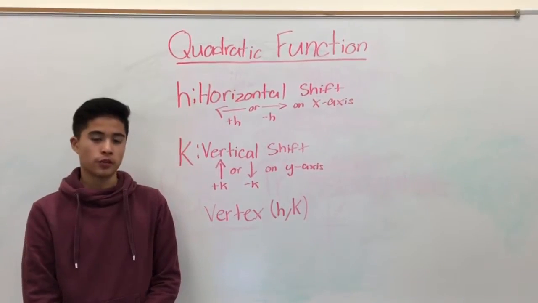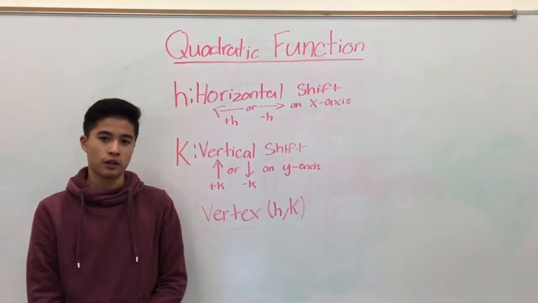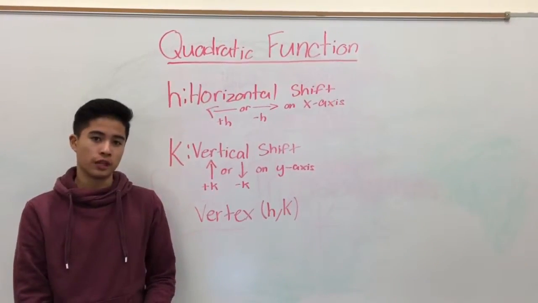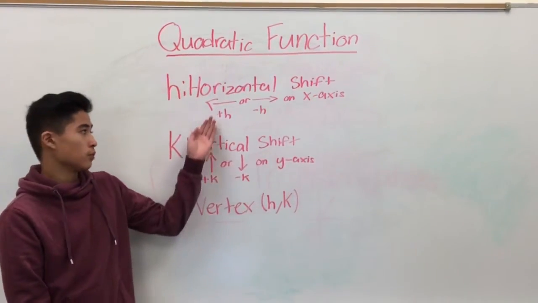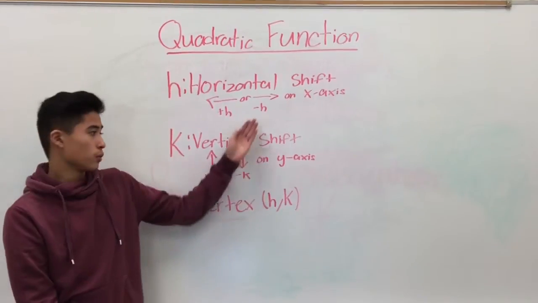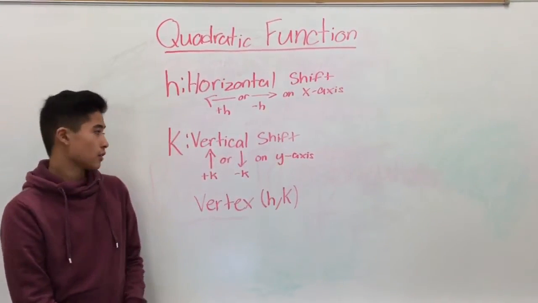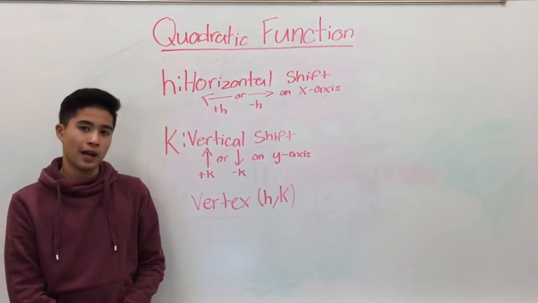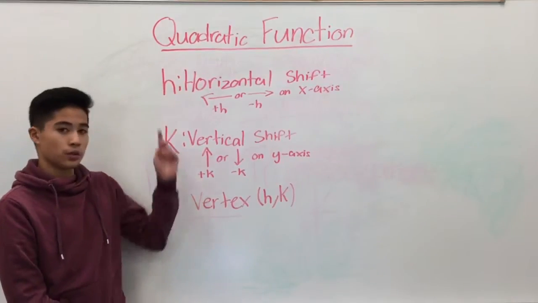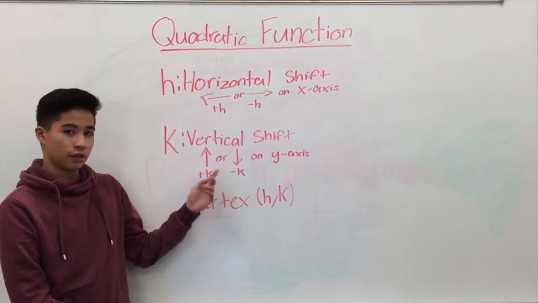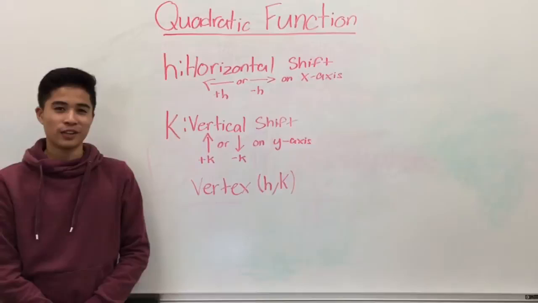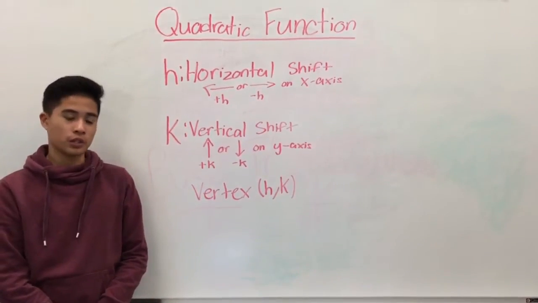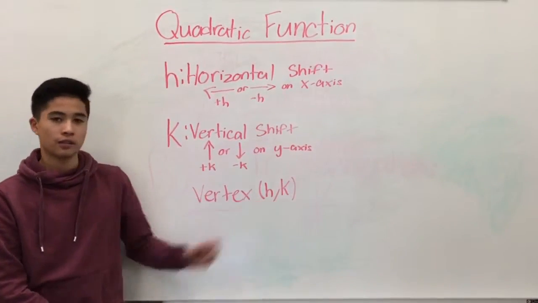So h represents the horizontal shift the graph makes on the x-axis, whether it moves left or right. If it is positive, it moves left, and if it's negative, it moves right. k indicates the vertical shift the graph makes on the y-axis. If it is positive, it goes up, and if it's negative, it goes down. These two values help you find your vertex, which is (h, k).